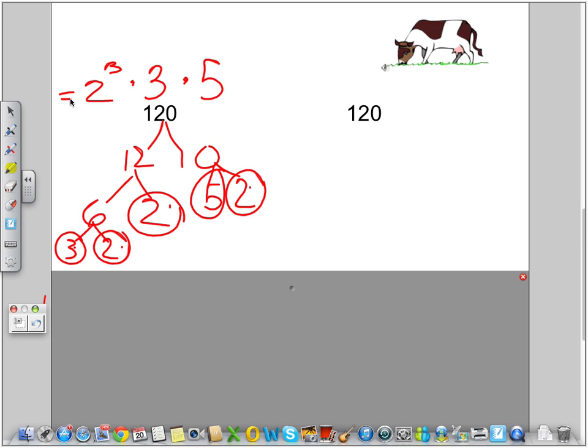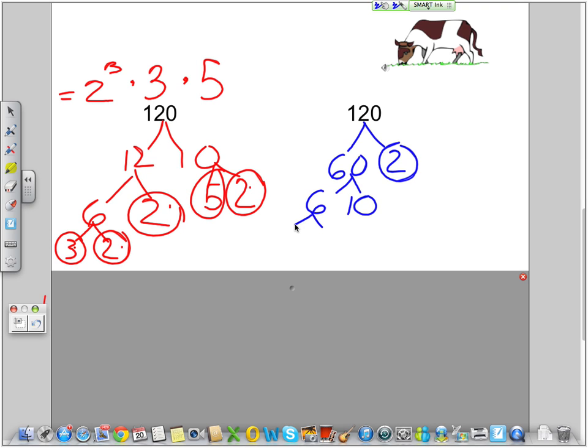Another way to do it would be to have a different starting point. What if I had 60 times 2? 60 times 2 gives me 120, and 2 happens to be prime. Then I take 60 and I break it into something else. You have lots of choices here. I'm going to do 6 times 10, neither of which is prime. So I keep going. 3 times 2, both are prime. 5 times 2, both are prime.